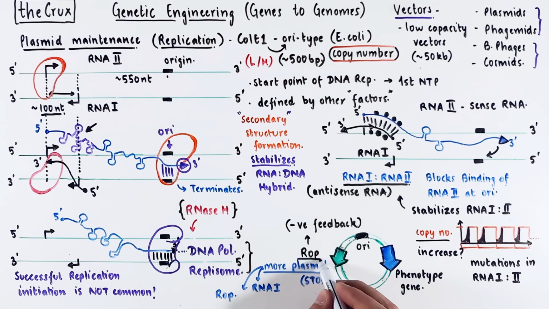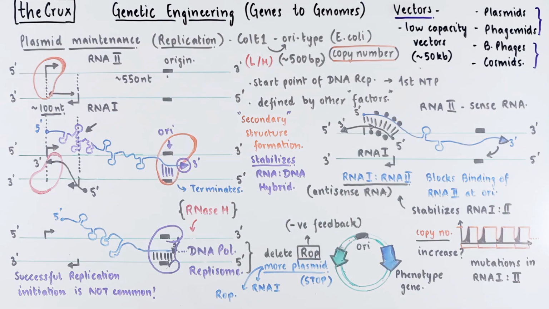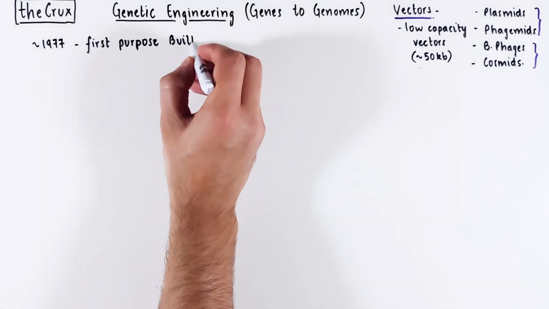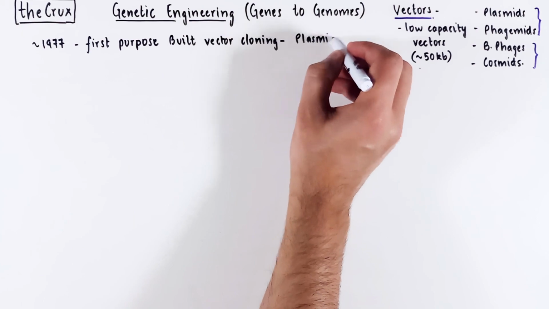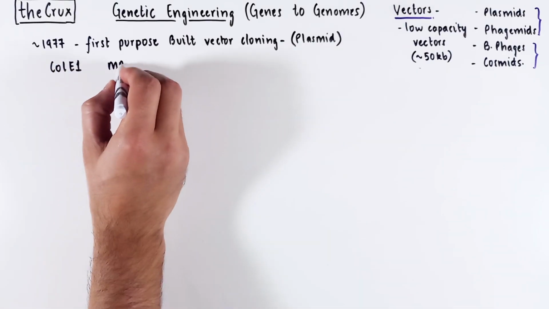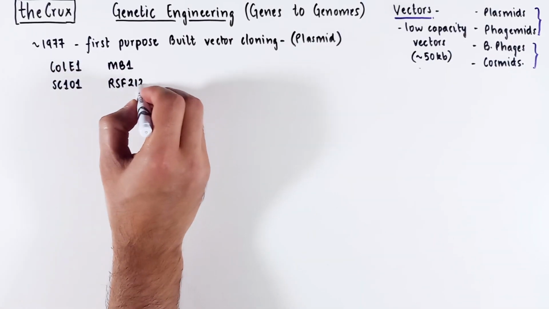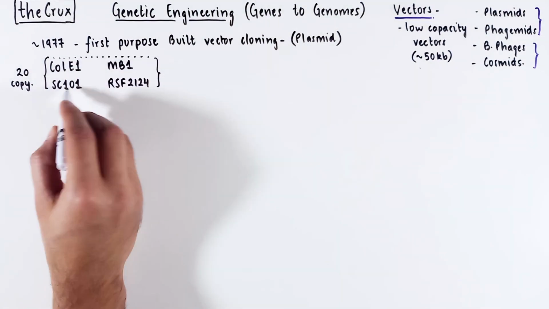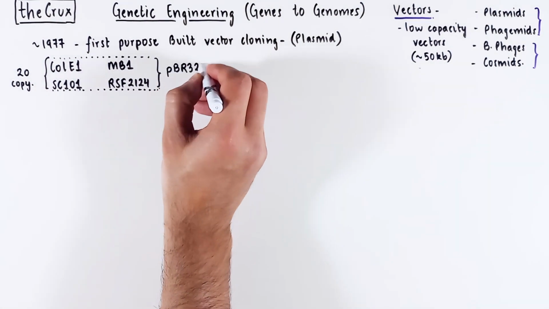A second way to increase this copy number is to delete the ROP gene. The plasmid vectors we use today depend on these changes. The first artificial vector for cloning was built in 1977. It was derived from multiple naturally occurring and synthetic intermediate plasmids. These plasmids have a copy number of around 20. The name of this artificial vector is pBR322.